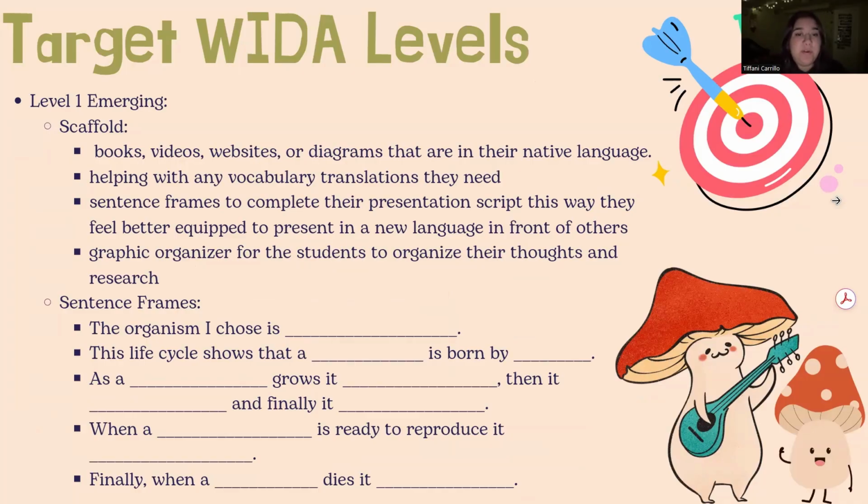And then they would also have a graphic organizer for students to be able to organize their thoughts as they're researching their organism. And then some of the sentence frames we would use would be, for example, the organism I choose is blank. This life cycle shows that a blank is born by. And then all those blanks would kind of be like their key vocabulary words. That way they would know what to present when moving forward. Another one would be when a blank is ready to reproduce, it blank.